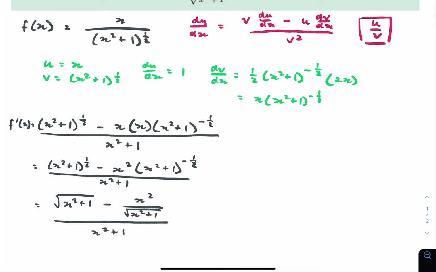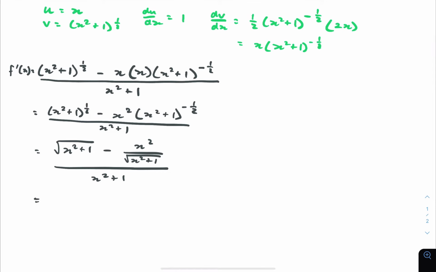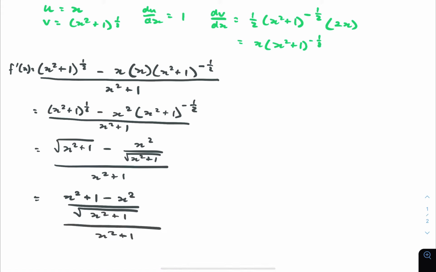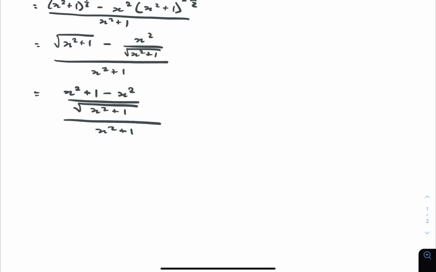Now, to evaluate this, we should make these terms have the same denominator. So we can multiply this first term by root x squared plus 1, which just gives us x squared plus 1 conveniently. So we have x squared plus 1 minus x squared over the root of x squared plus 1, divided by x squared plus 1. Now we can just use fractional division. That's equal to x squared plus 1 minus x squared, which simplifies down to 1.